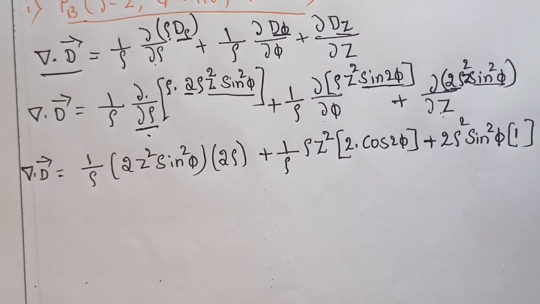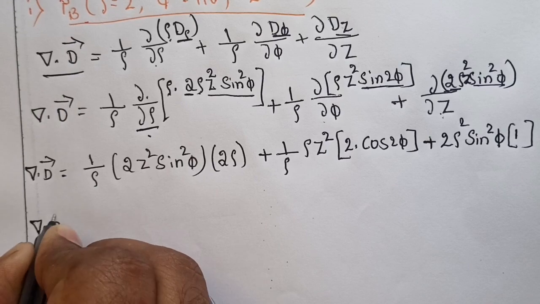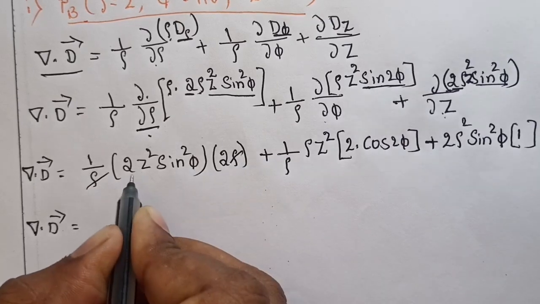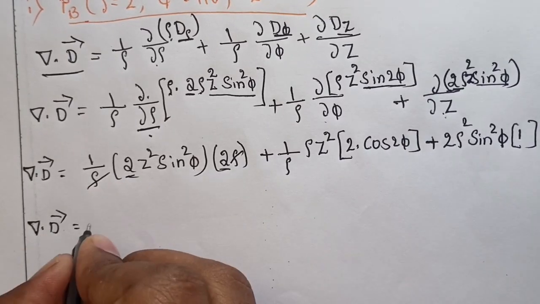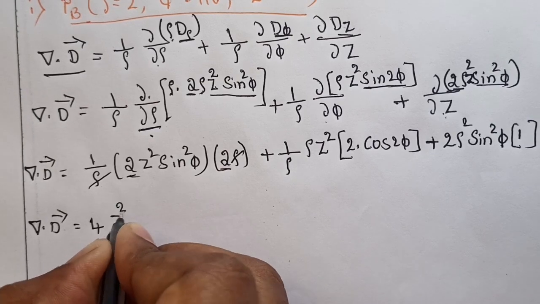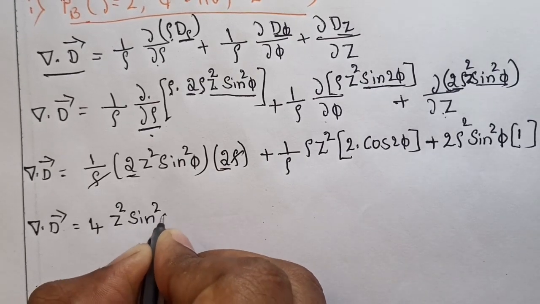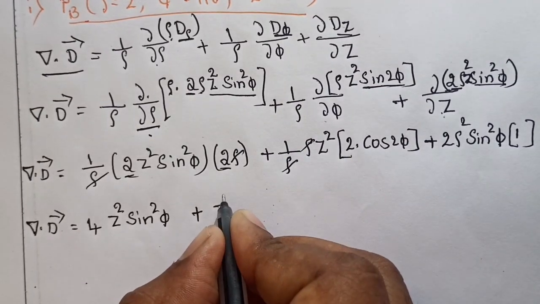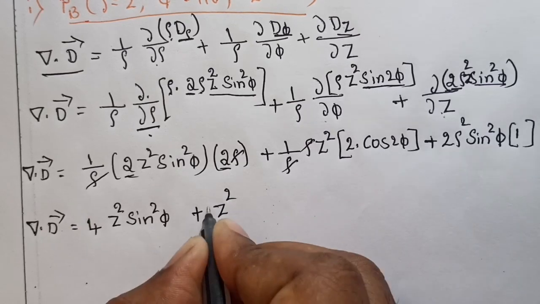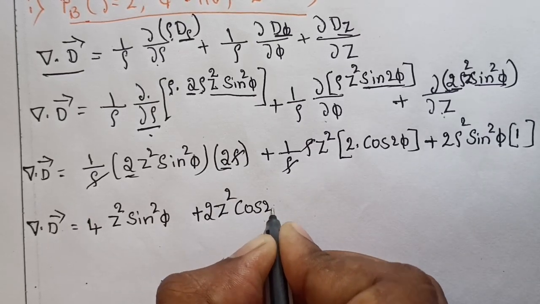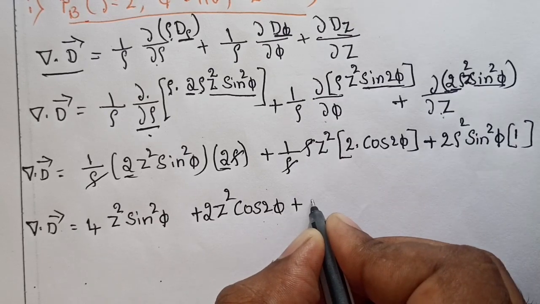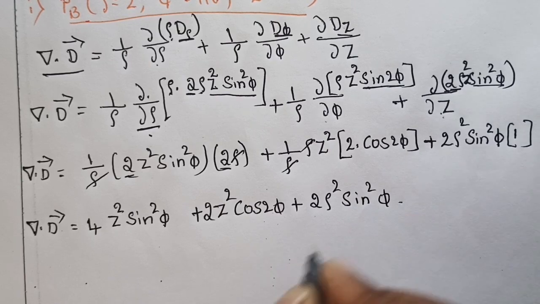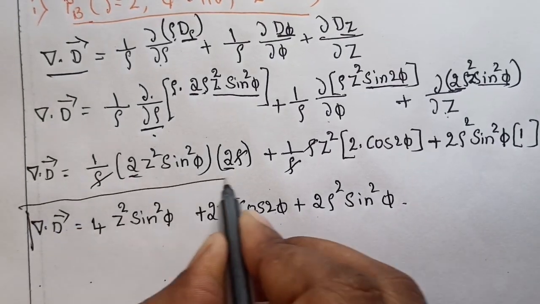That is del dot D equals, rho and rho cancel. You will remain with 2 into 2, that is 4 z square sine square phi, plus, again rho and rho cancel, you will remain with z square into 2 cos 2 phi, plus 2 rho square sine square phi. This is del dot D, that is the divergence of vector D.